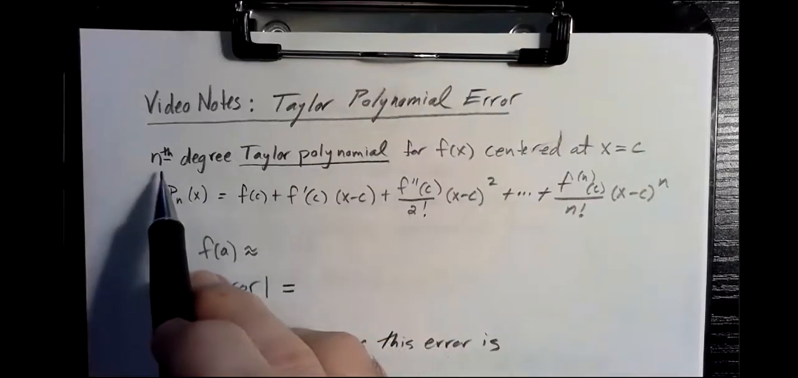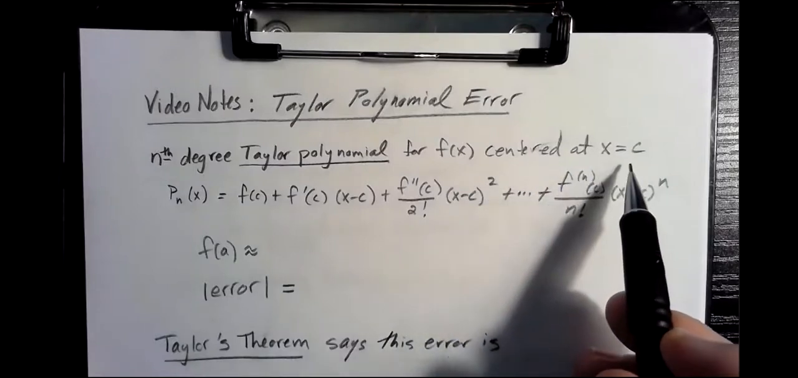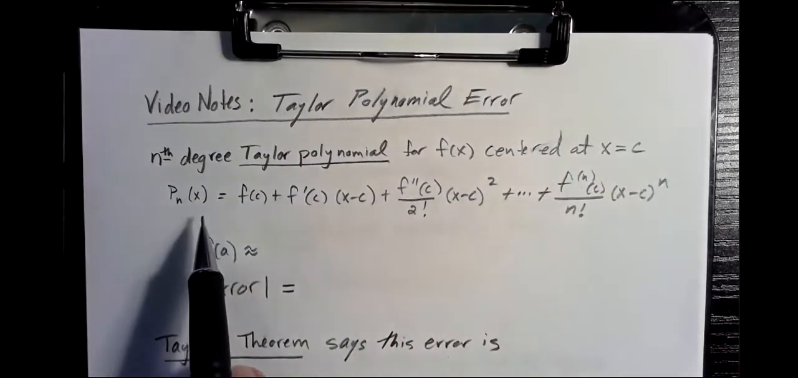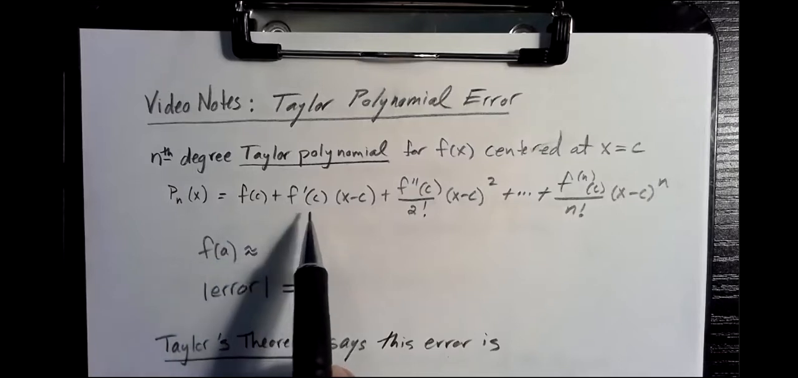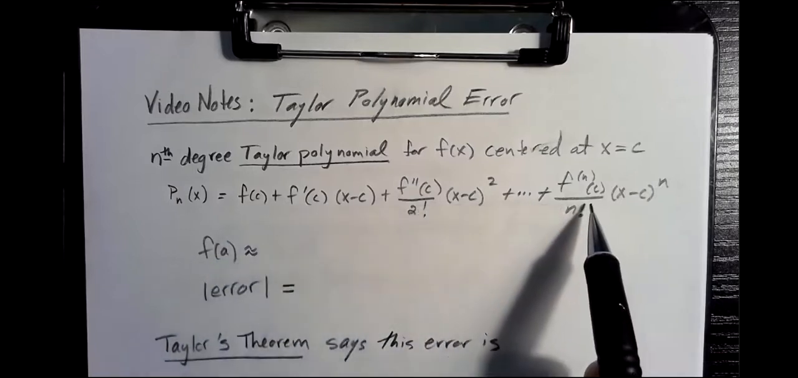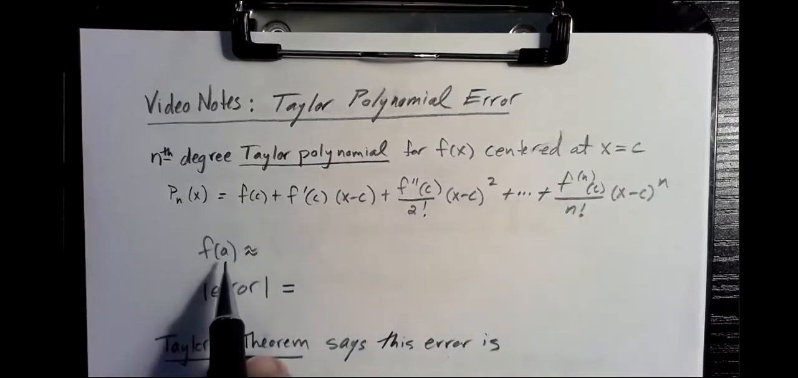We defined in class that the nth degree Taylor polynomial for f of x centered at x equals c can be constructed using this formula and the values of f and its derivatives at x equals c. We use Taylor polynomials like this to approximate the value of the generating function.